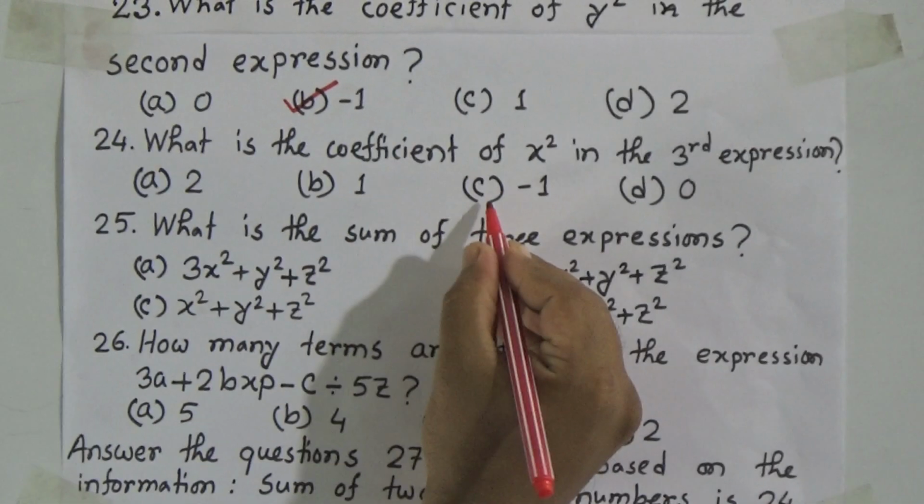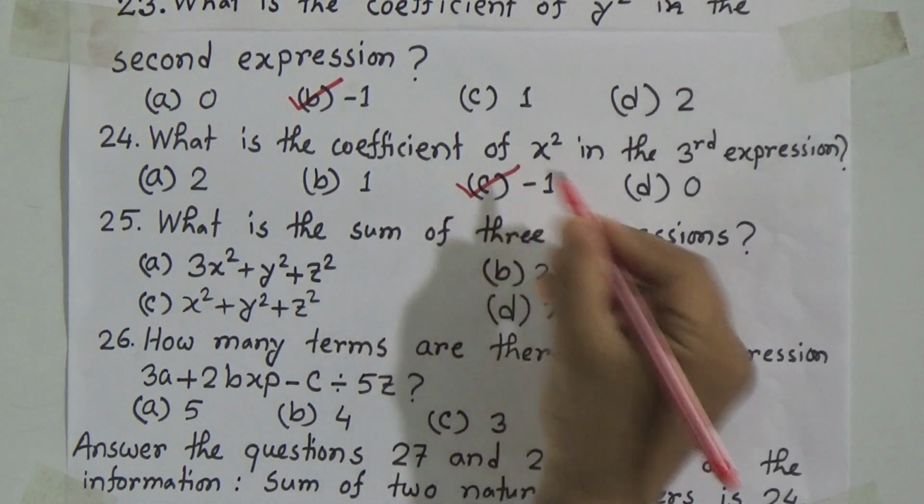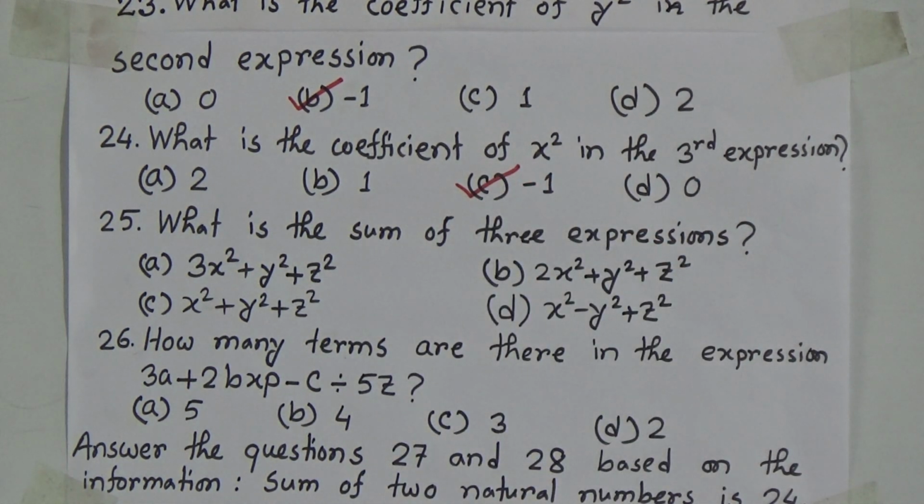Option A says 2, option B says 1, option C says -1. That means option C is our correct answer. Okay, dear students. Now, number 25.